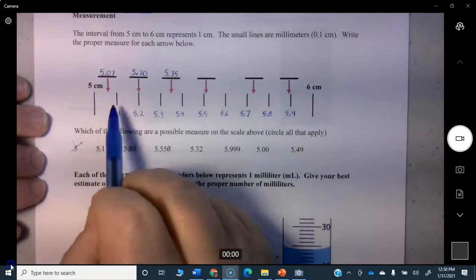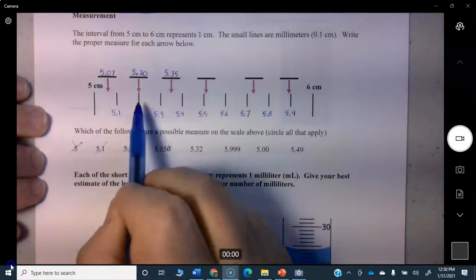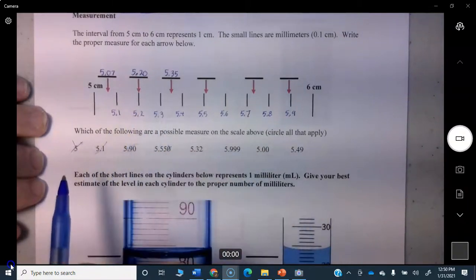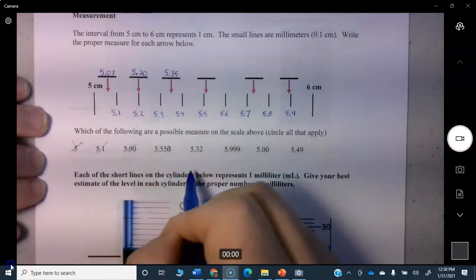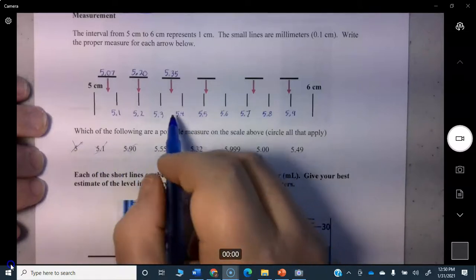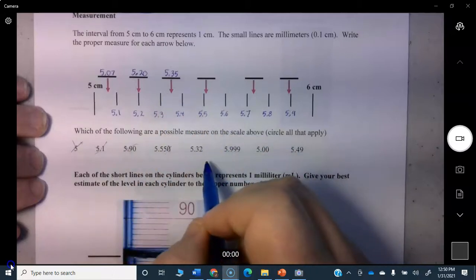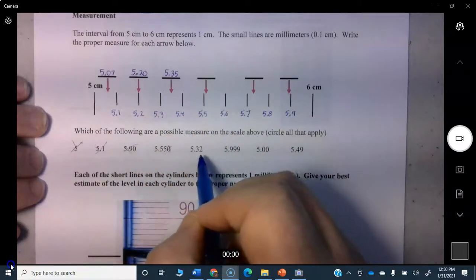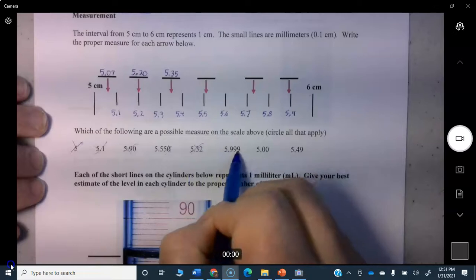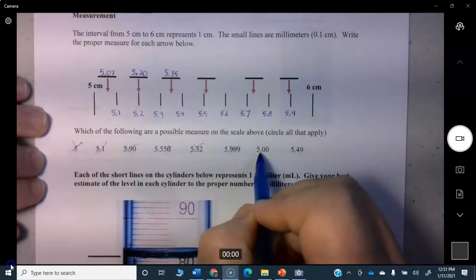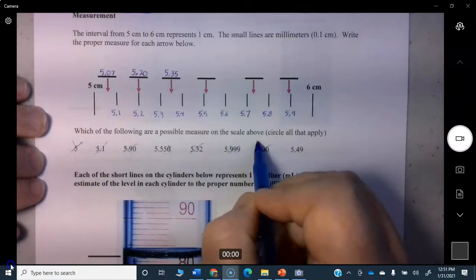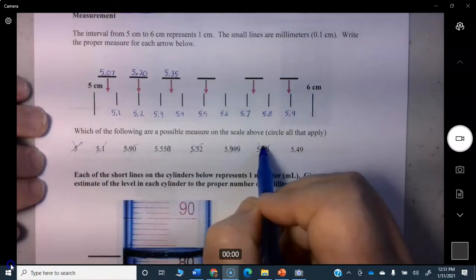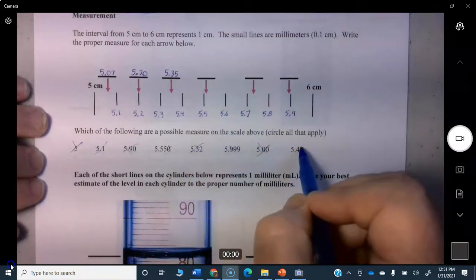Again, this is 5 point something, 5.1, 5.2, and then you get to guess if it's somewhere in between. So I'm going to say no for this entire thing, but because of that. 5.32. It doesn't look like anything is there. Okay, so no. 5.999, again, too many digits. 5.0, no. 5.49, I get a big no there. I think maybe none of these were.